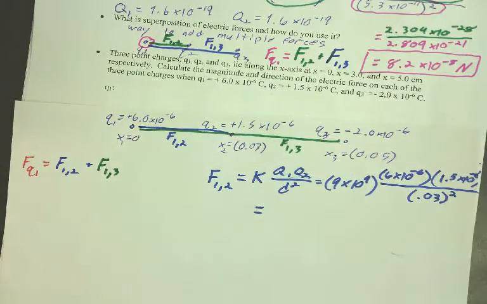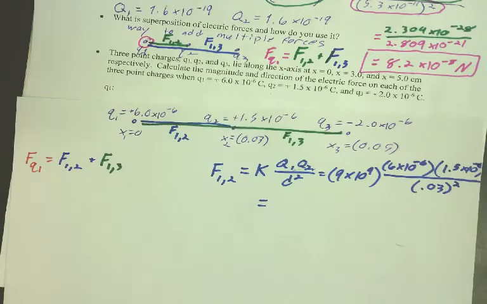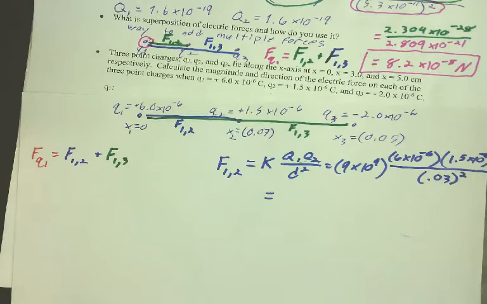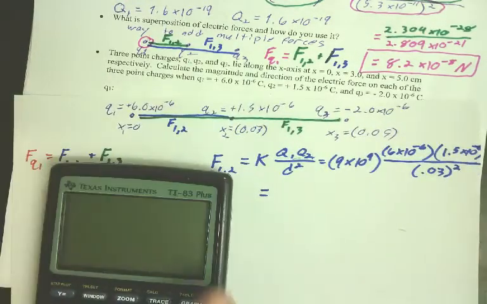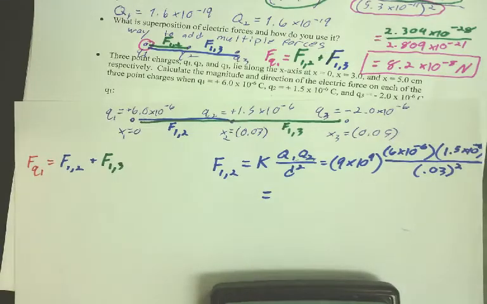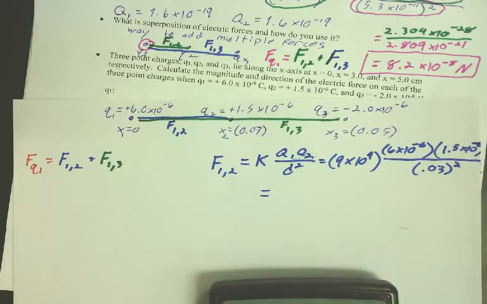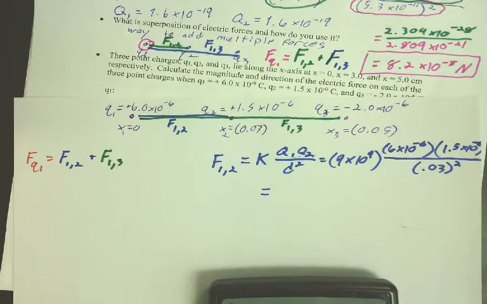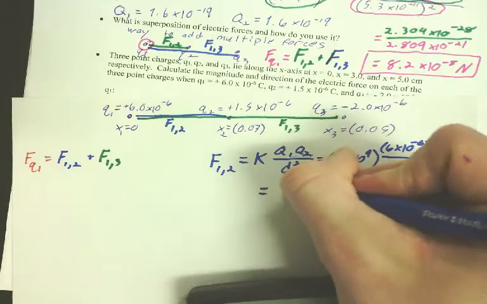I'm going to just plug it all into my calculator. I'm not too worried about the math just yet. I want to get through the concept setup first. So follow along with me to make sure you can plug it in, but I'm going to go ahead and plug the numbers in to save a little bit of time here. So 9 times 10 to the 9th times 6 times 10 to the negative 6 times 1.5 times 10 to the negative 6, divided by 0.03 squared. Gives me 90 for the force.